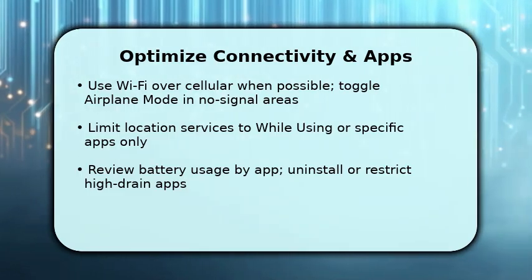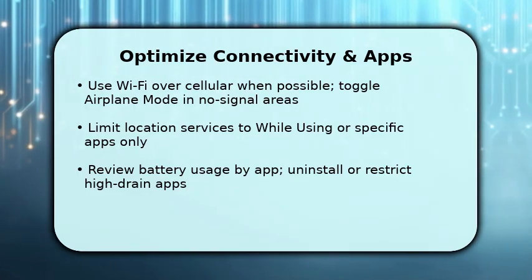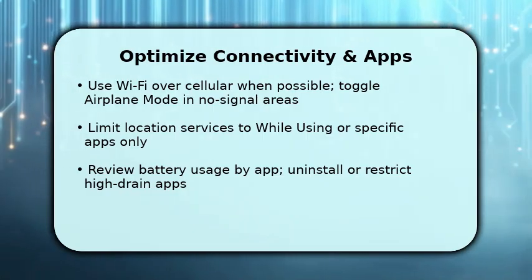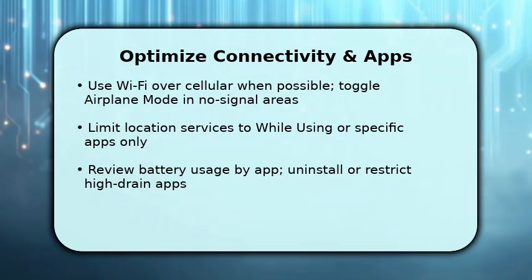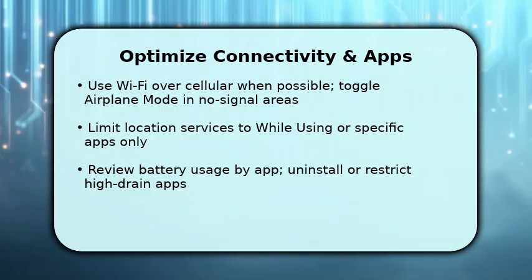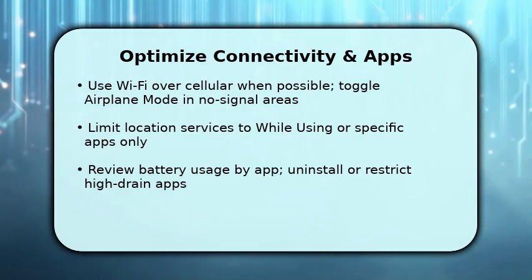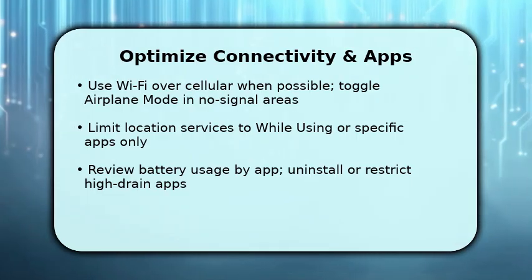Use Wi-Fi versus cellular when possible, and turn on airplane mode in low-signal areas to prevent constant tower searching. Then limit location services to while using or disable for non-essential apps. GPS is a major power sink.